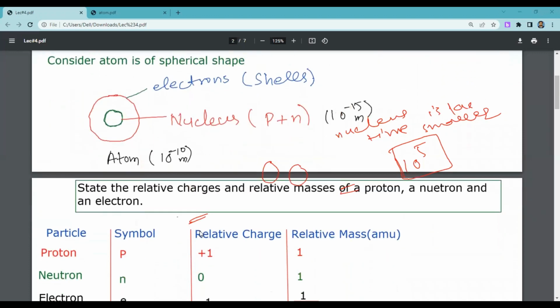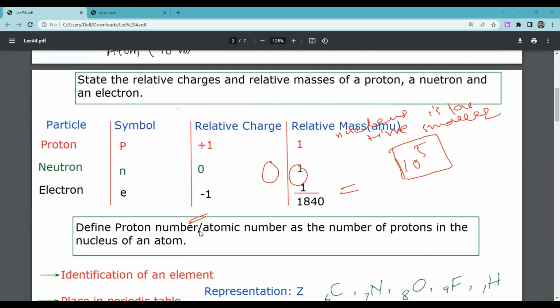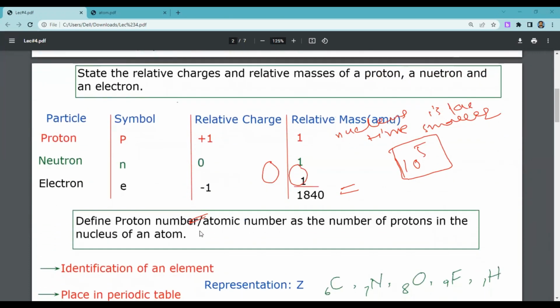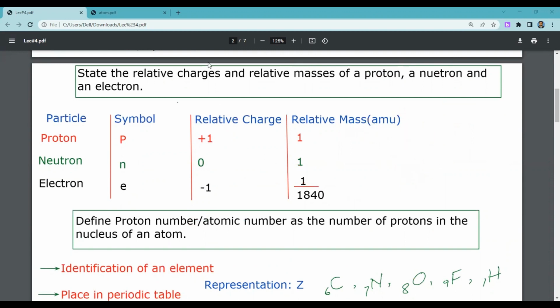State the relative charges and relative masses of a proton, a neutron and an electron. Protons are denoted by P. They have a relative charge of 1, a positive charge, while neutrons have no charge, they are neutral, and electrons have a negative charge.